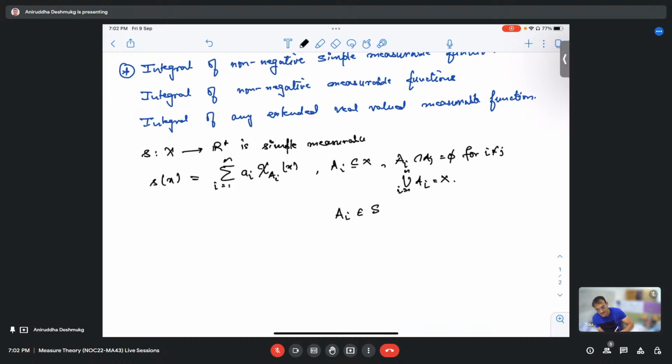And then given a measure mu on this sigma algebra S, we define the integral of s with respect to mu as the sum of a_i mu of A_i.